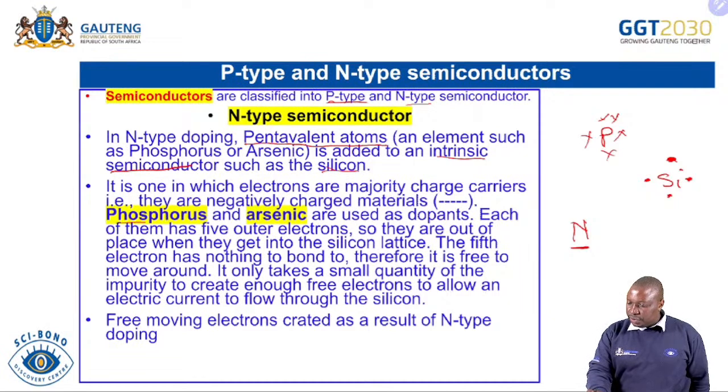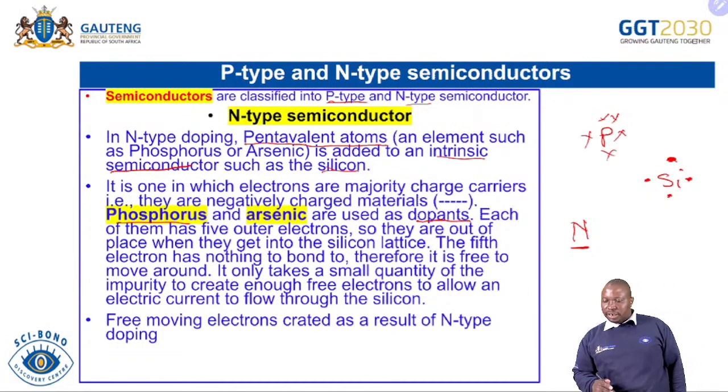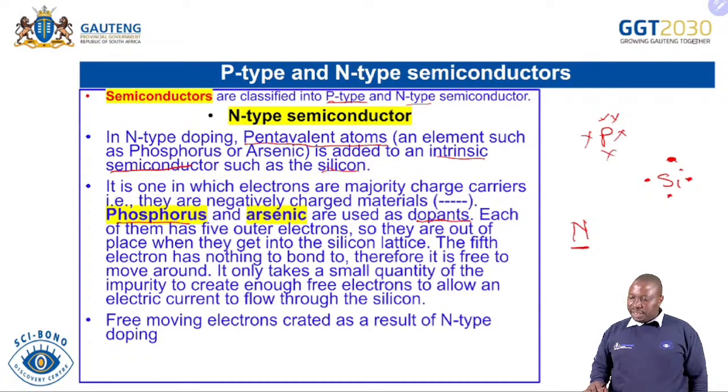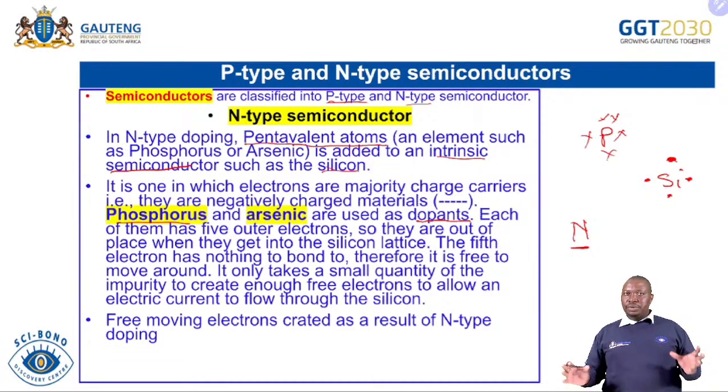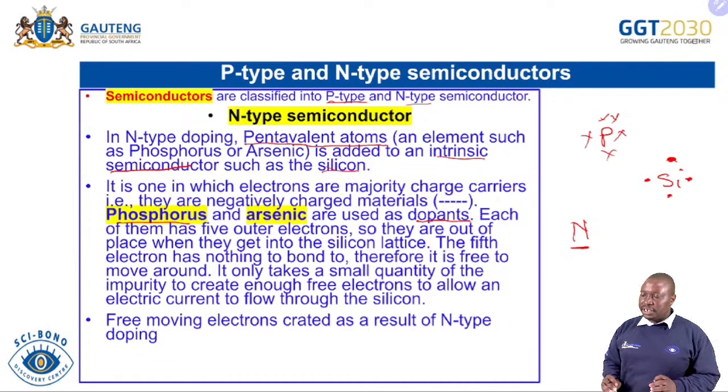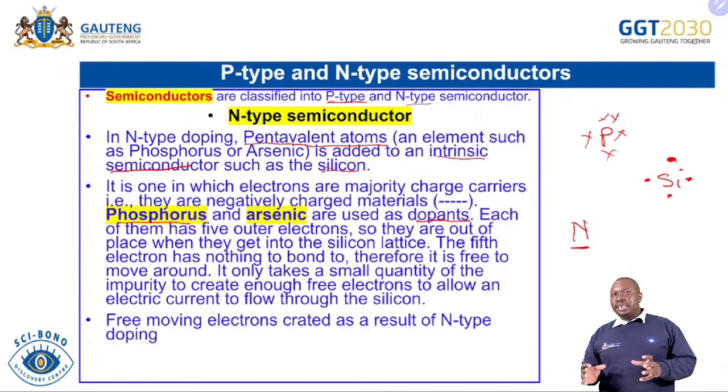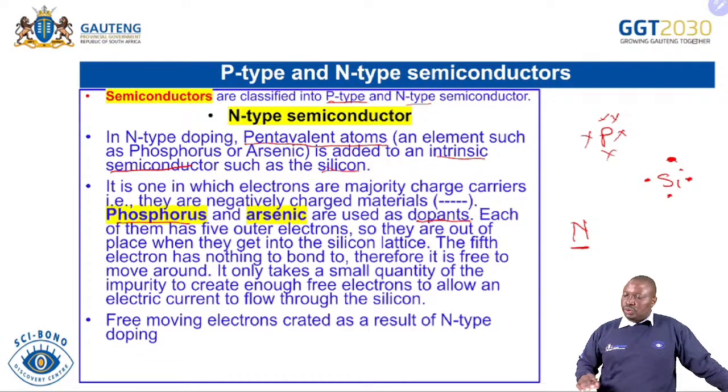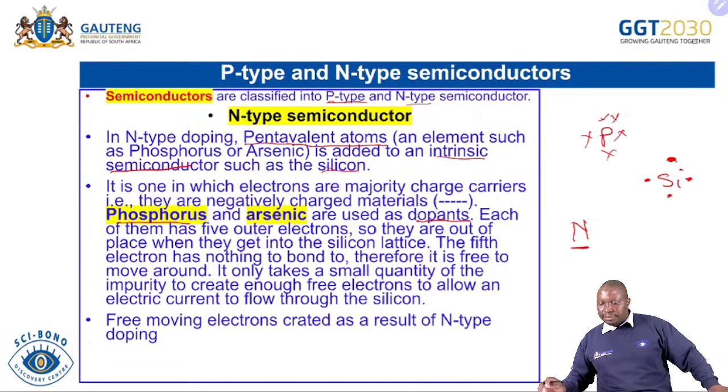We use phosphorus or arsenic as dopants. So we call them dopants. Each of them has 5 outer electrons, so they are out of place when they get into the silicon lattice. We have the silicon structure, which I'm going to show you in a minute. We're going to dope it. We're going to introduce this impurity, which is phosphorus, and then we'll get what is referred to as an N-type semiconductor.